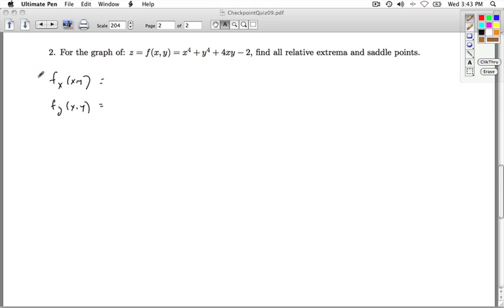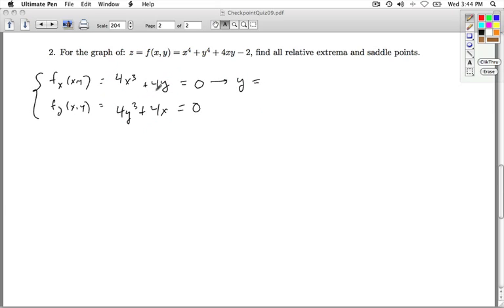We need to find where both of these are 0 simultaneously, or we need to find where one or the other messes up. So let's take the derivative with respect to x. We hold y as constant. And the derivative with respect to y, holding x constant. Both of these partials exist everywhere, so it's a matter of setting them both equal to 0. So we have a system of 2 equations and 2 unknowns.